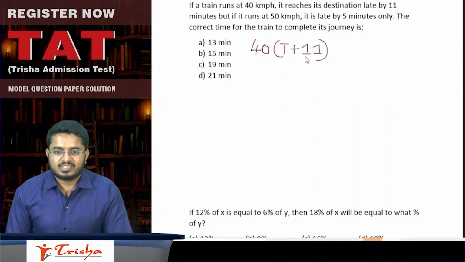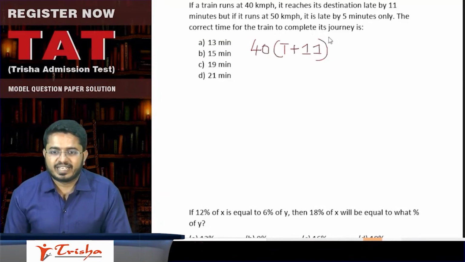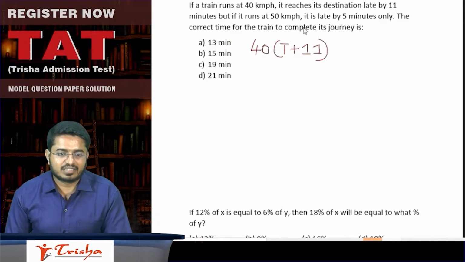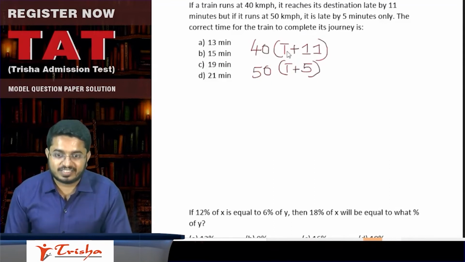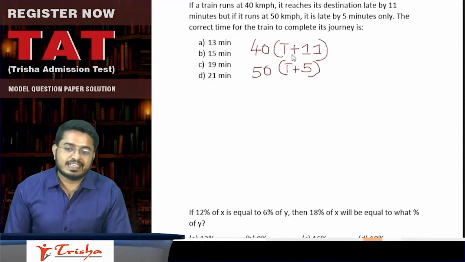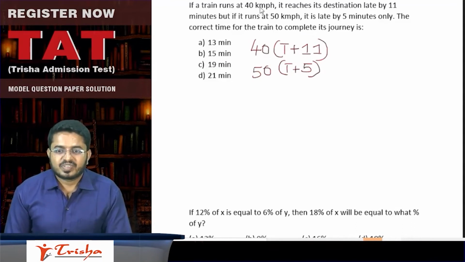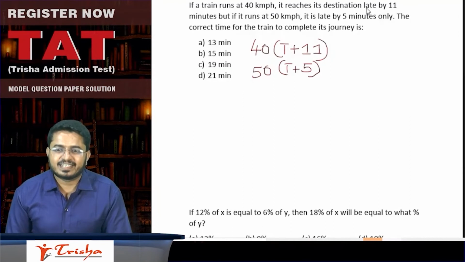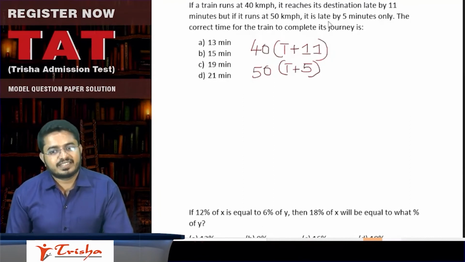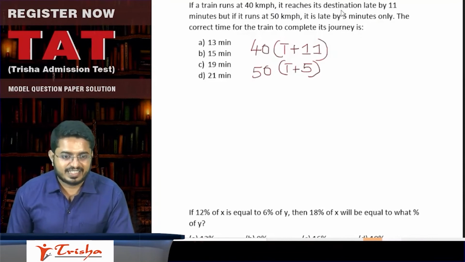So whatever is the time, it takes 11 minutes more, correct? So we are assuming T as it is. Why? Because they have not given us what is the correct time. We have to find it out. And if it runs at 50 km per hour, then whatever time it should reach, rather than reaching on time, it reaches late by 5 minutes. I hope you have understood by now why we are adding, because the train is late. If the train was early, we would have deducted, correct? Now, see here, is it reaching the same destination? In both the cases, though it is reaching late in first instance by 11 minutes, in the second instance by 5 minutes, destination is same.